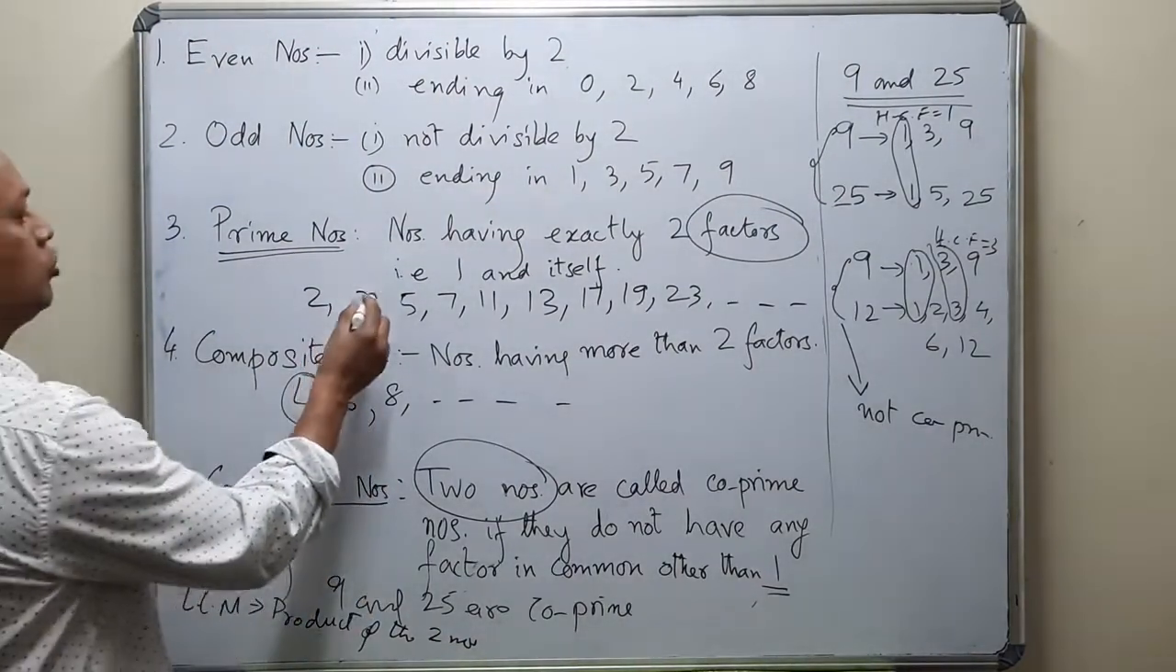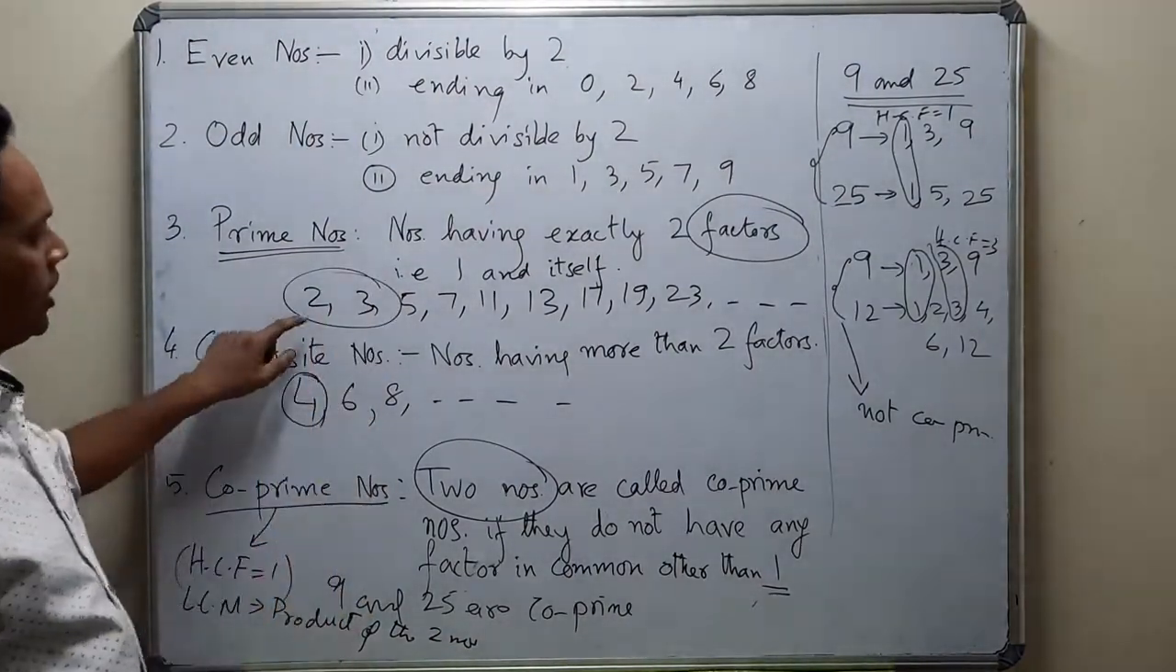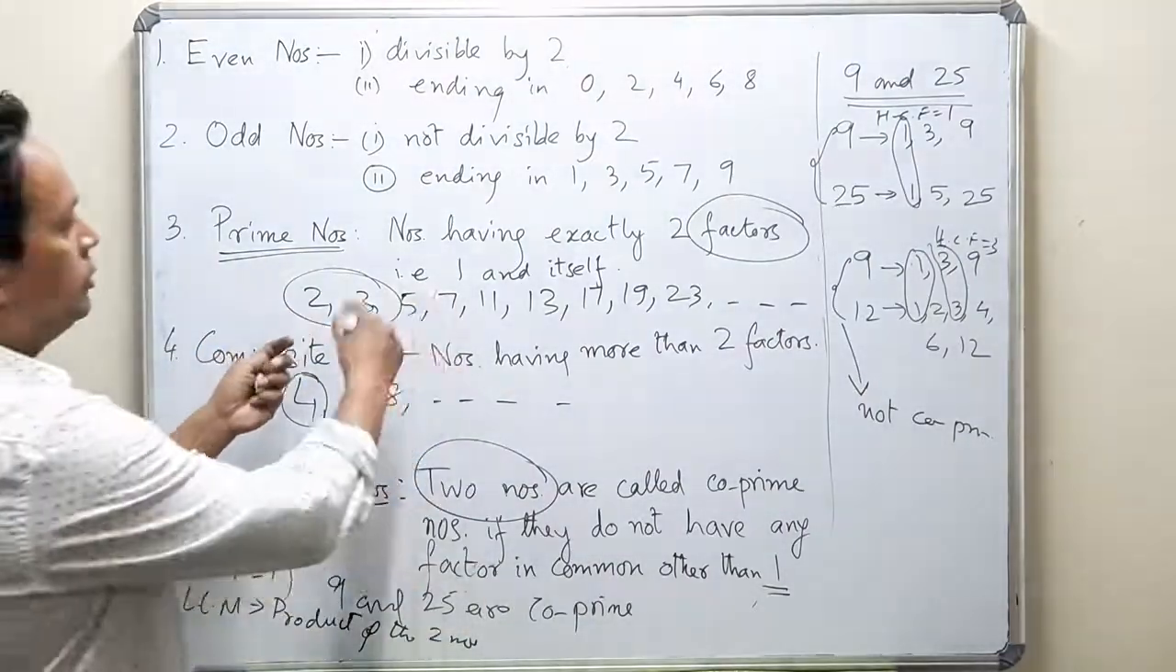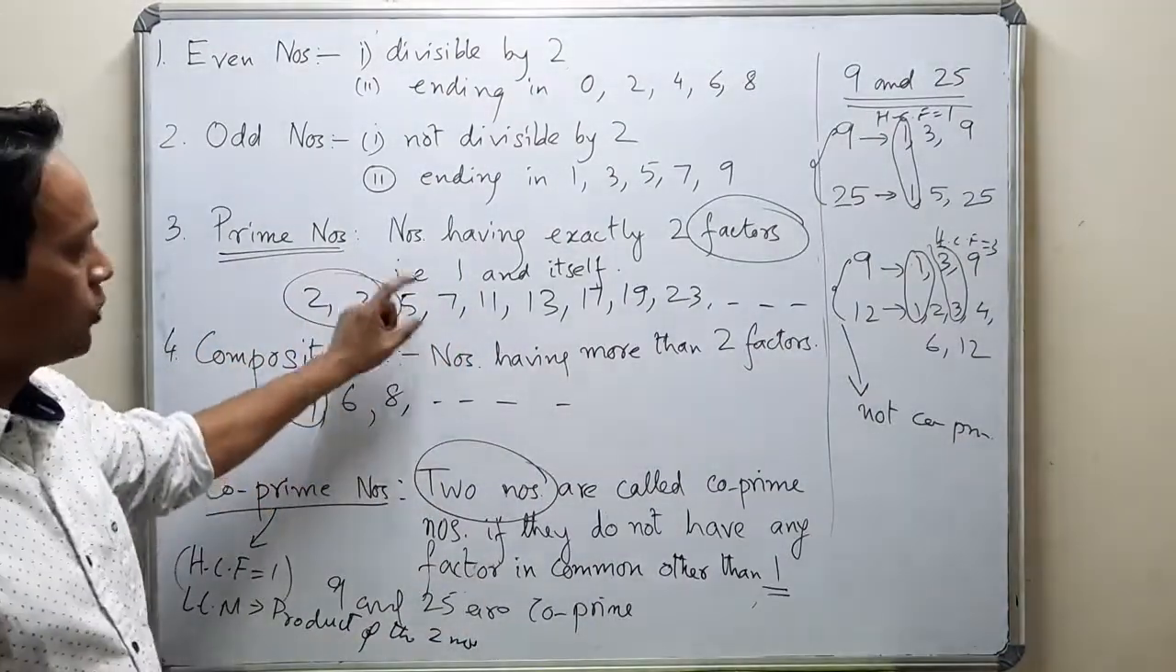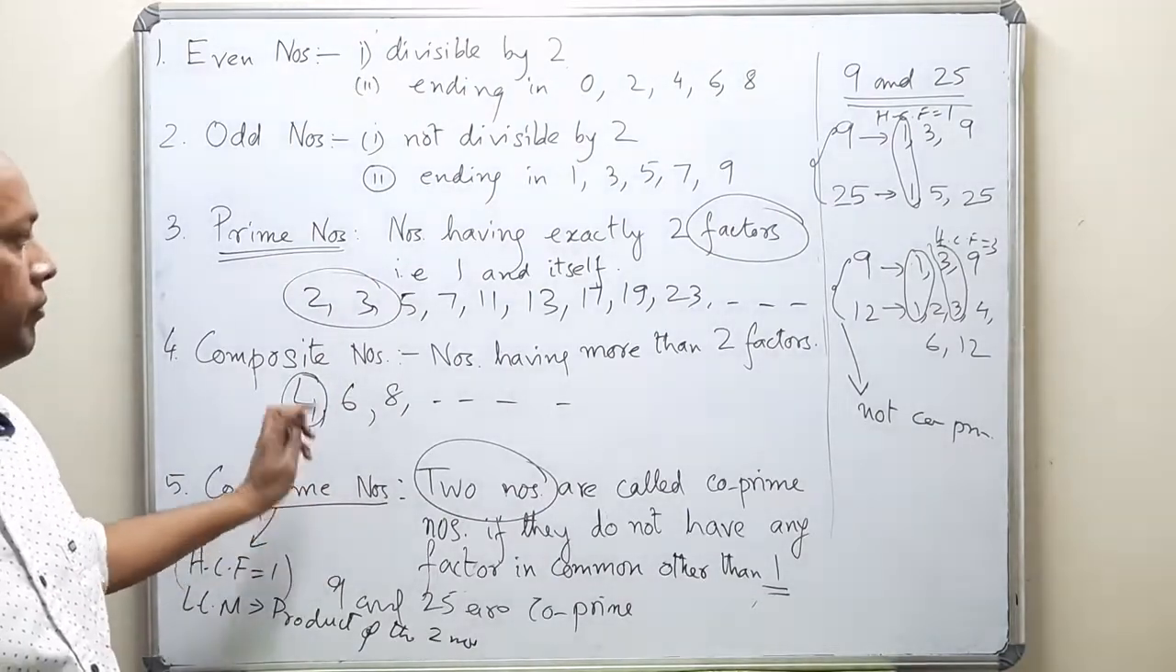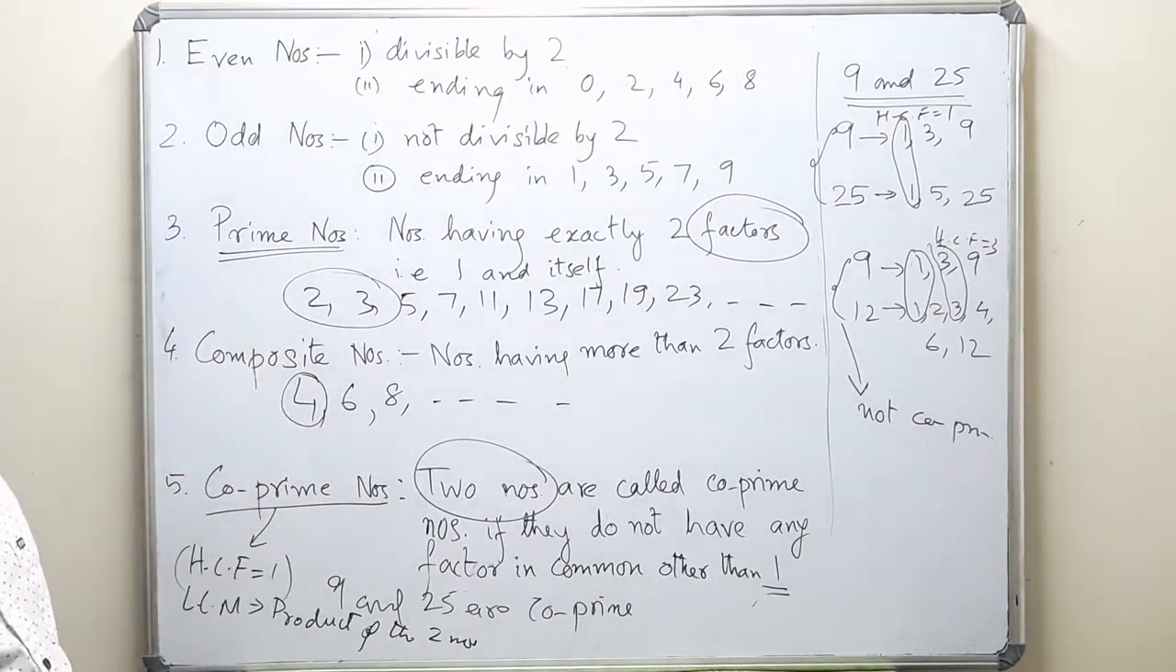Now if I take any 2 prime numbers, say for example 2 and 3, they will always be co-prime. Any 2 prime numbers will always be co-prime because they will have no factor in common other than 1.